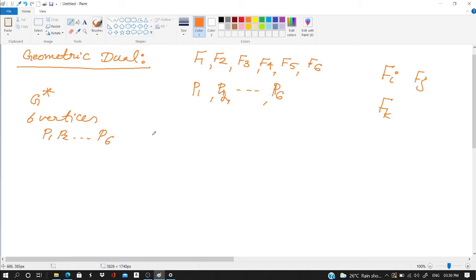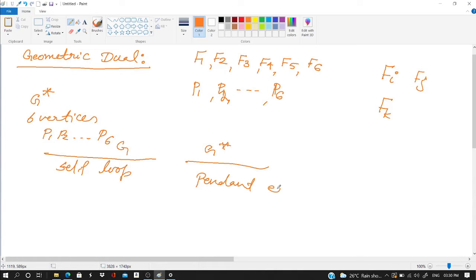Now we can consider the relationship between G and G star. The first property is that an edge forming a self loop in G is a pendant edge in G star. So a self loop in G becomes a pendant edge in G star. So a self loop is converted to a pendant edge.